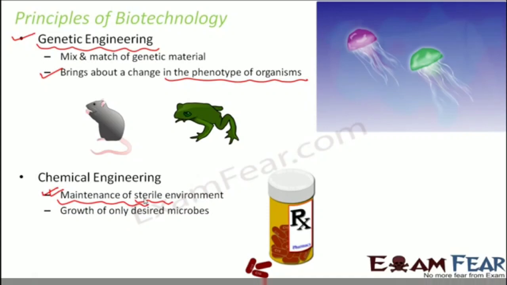So these are the two important principles of biotechnology. First is genetic engineering, where we mix and match genes. Second is maintenance of a sterile environment, where we ensure that an environment which is clean and microbe free is maintained, so that chemical engineering can take place in an appropriate way. So these are the principles of biotechnology.